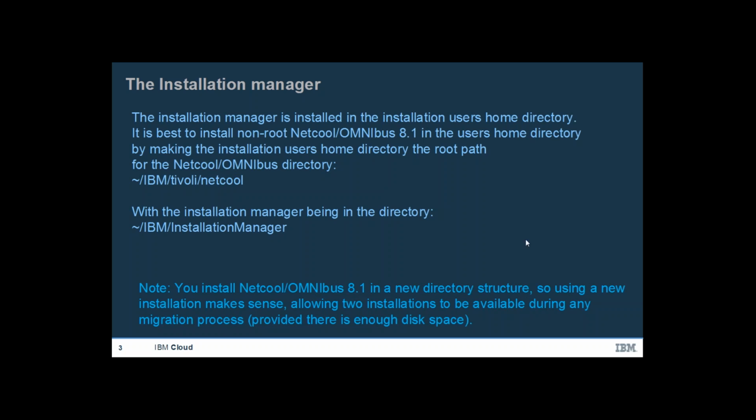As mentioned earlier, you have to install the product anew, so you have to migrate the data from 7.4 to 8.1 on the Omnibus side of things, and then again for the probes you'll have to migrate the rules and props over. So if you're keeping the same system, make sure there's enough disk space to hold both the 7.4 and the 8.1 installation.